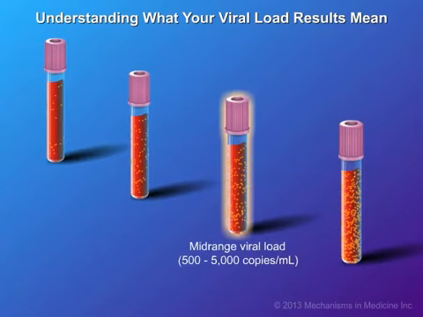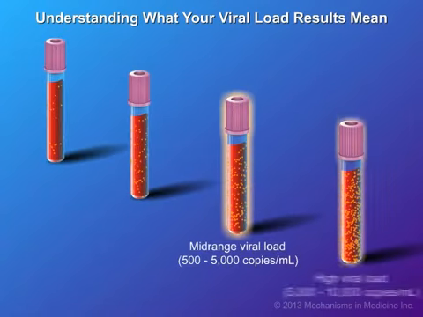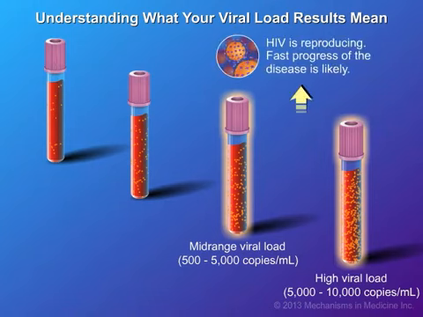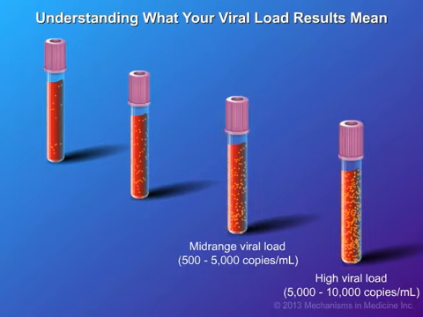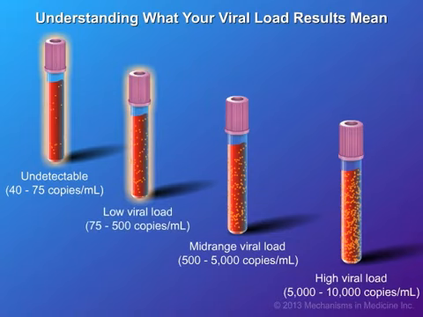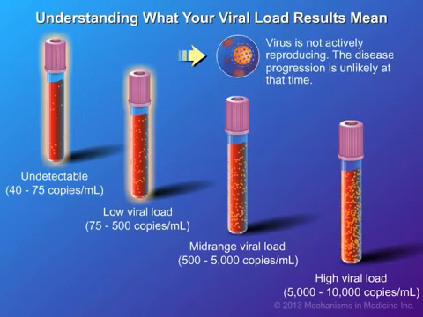If the measurement is high, anywhere between 5,000 to 10,000 copies per milliliter, the HIV is reproducing, and it is likely that the disease will progress faster than if the viral load is low. A low viral load, anywhere between 40 to 500 copies per milliliter, indicates that the virus is not actively reproducing, and disease progression is unlikely at that time.